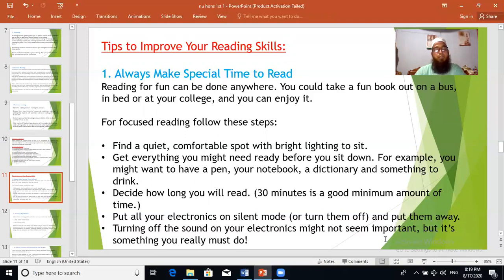Have you got it? Why it's important? Because when you are reading, if there is a call on your mobile phone, or if there is any electronic device on, you cannot give full concentration to your reading. That's why you must keep your electronic device off so that you can read with full attention.